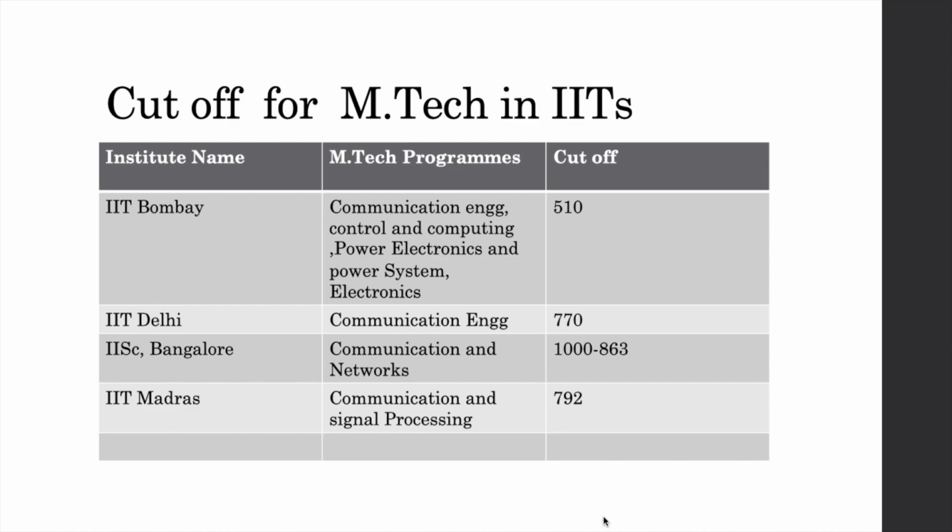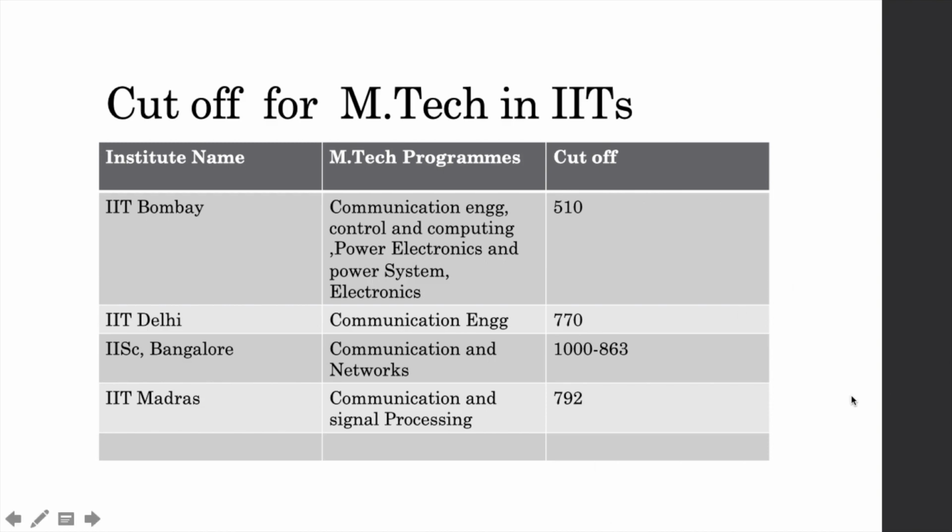But we need to have some picture of what score we need to get for getting into the IITs. If you see here, IIT Delhi, for a specific branch of communication engineering, the cutoff was 770. Then IISc Bangalore, somewhere around 863 for communication and networks. Similarly for IIT Madras, the communication and signal processing MTech program, 792. So what we infer from here is that a range of somewhere around 700 to 800 is what we can say is a good score, so that we have the probability of getting admission in these IITs.